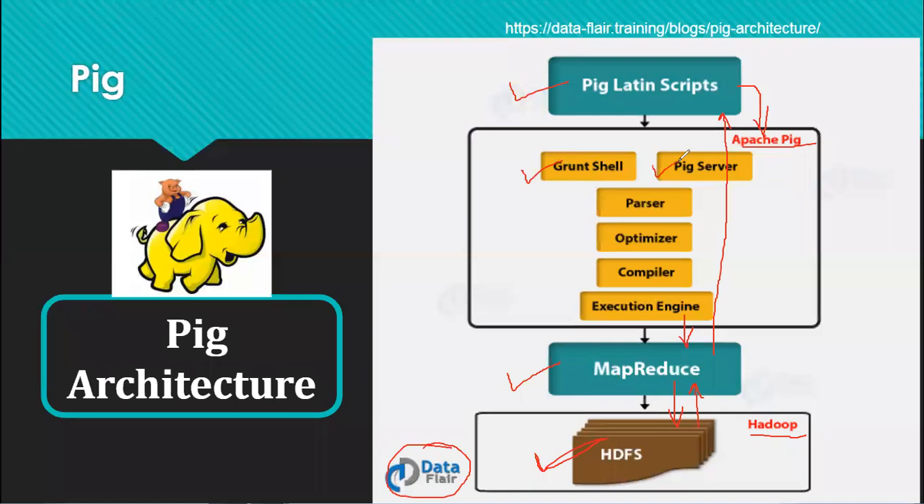Again, there is a Pig server. When you write a script on the shell, it is read by the server. Then the server parses your script into tokens, then that script is given to the optimizer where your script is optimized.